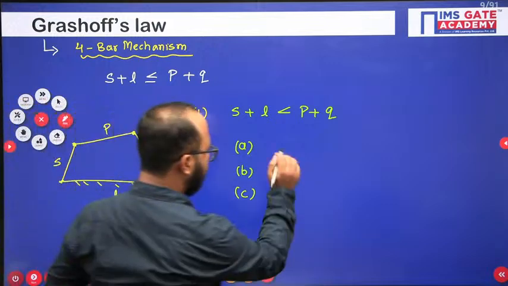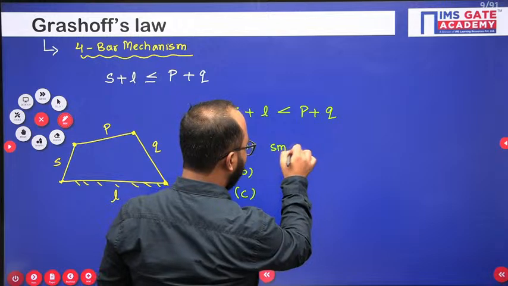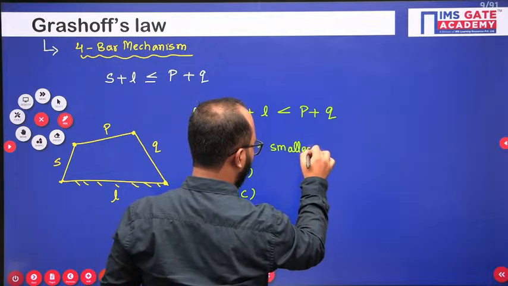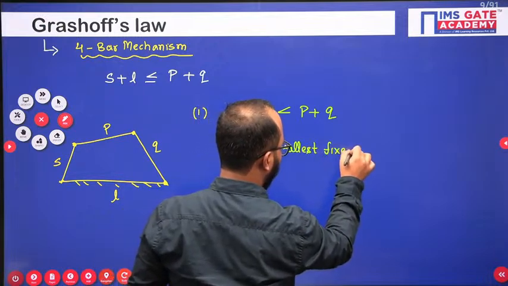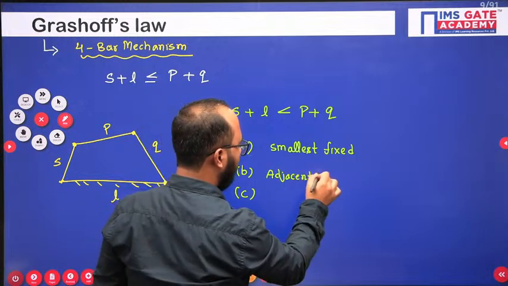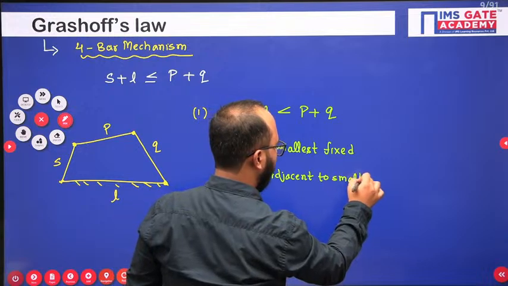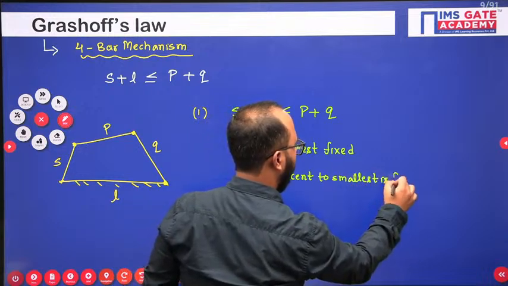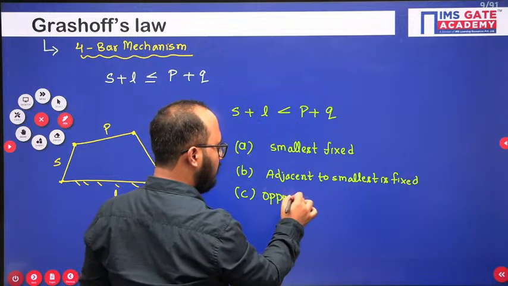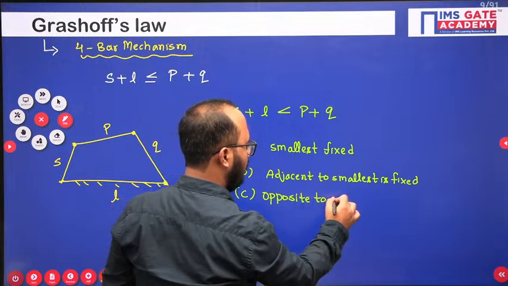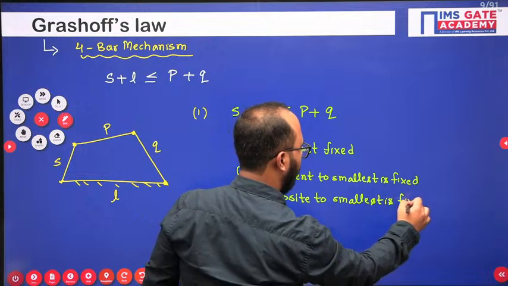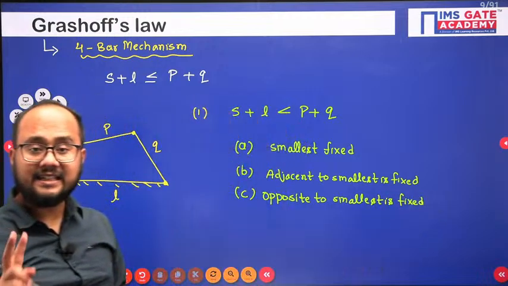So the first condition we have is smallest fixed. The second option is adjacent to smallest. Then opposite to smallest. So these 3 things we should remember.